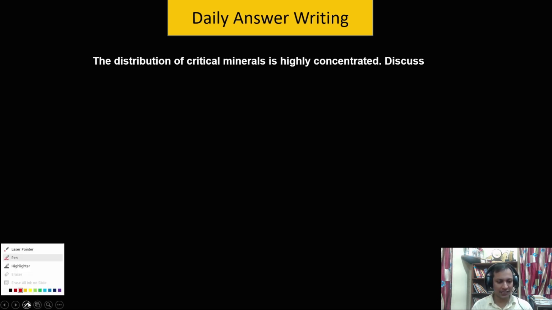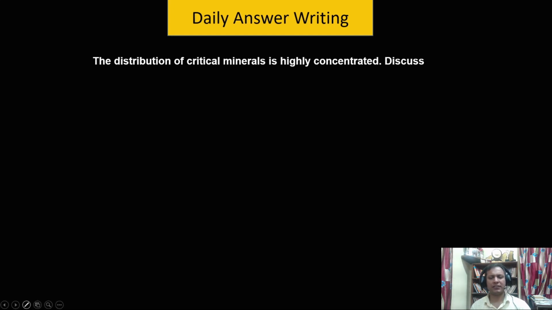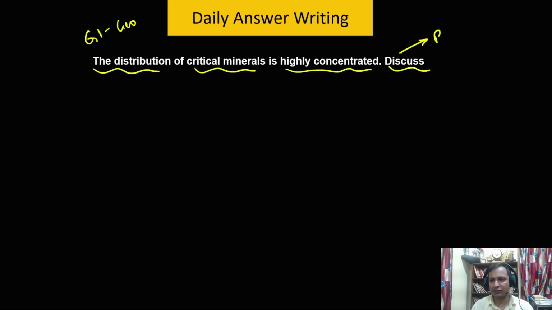Guys, today's question I have framed from one current affairs news item from the General Studies Paper 1 geography. So let us read the question, guys. The distribution of critical minerals is highly concentrated. Discuss. So guys, this is from the section of global resources, which is a favorite topic of UPSC. Every year we see one question coming from this topic.